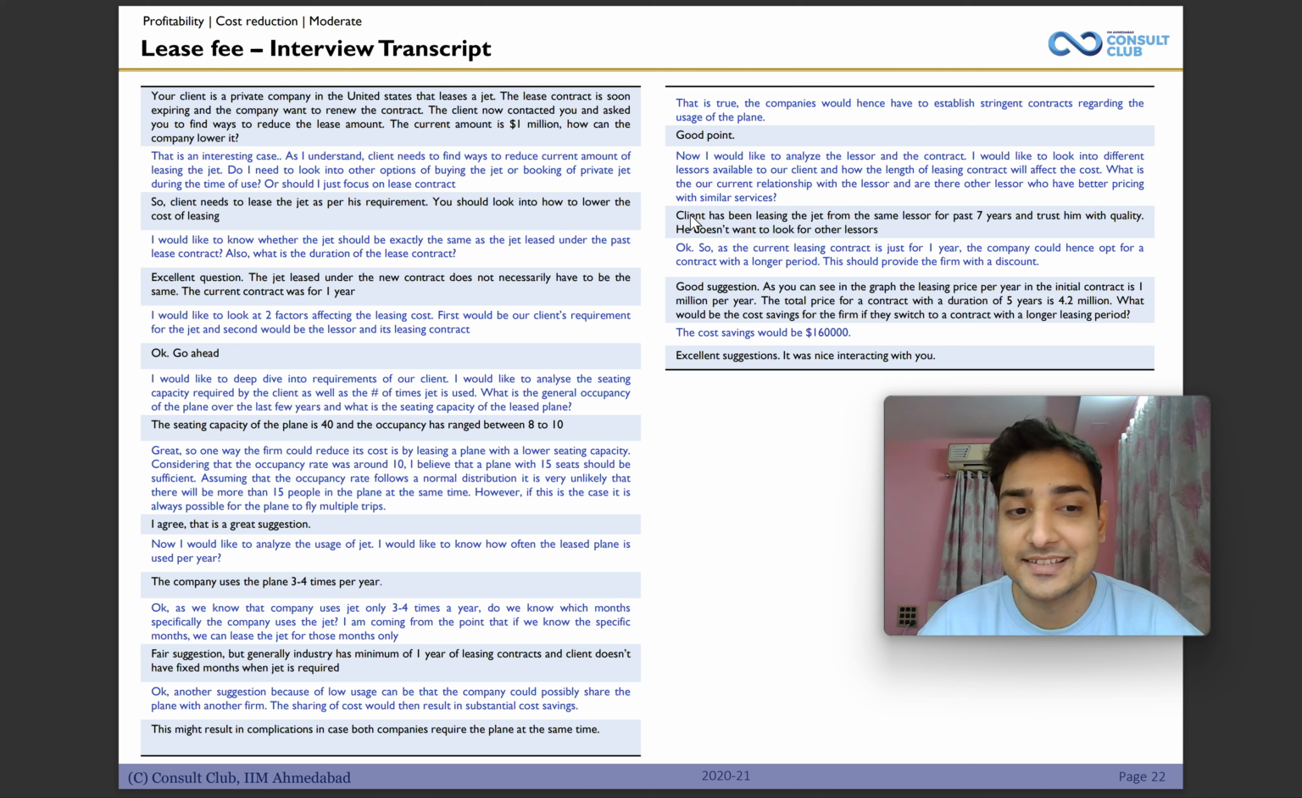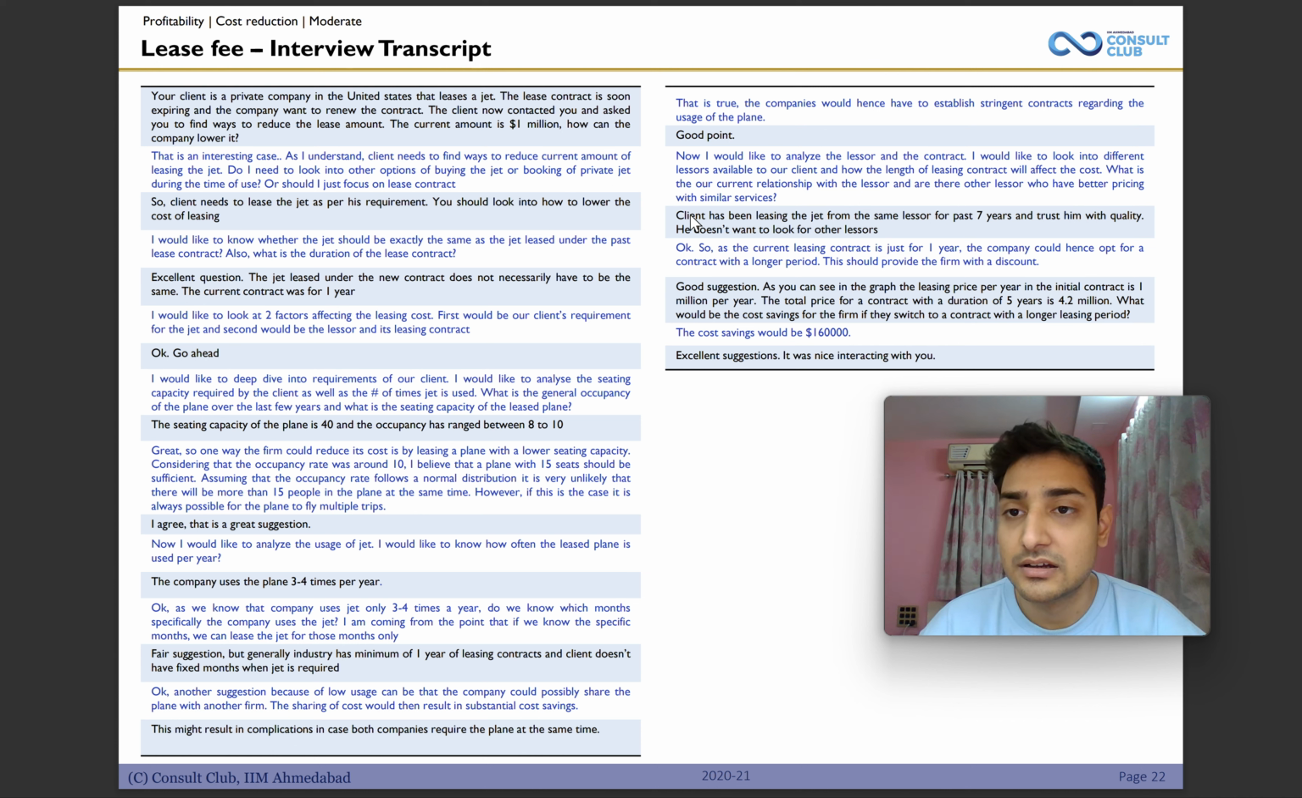It's a pretty interesting case, and we don't get to see such a profitability case very often. So it's a very good one. I would like to know whether the jet should be exactly the same as the jet leased under the past lease contract. Also, what is the duration of the lease contract?